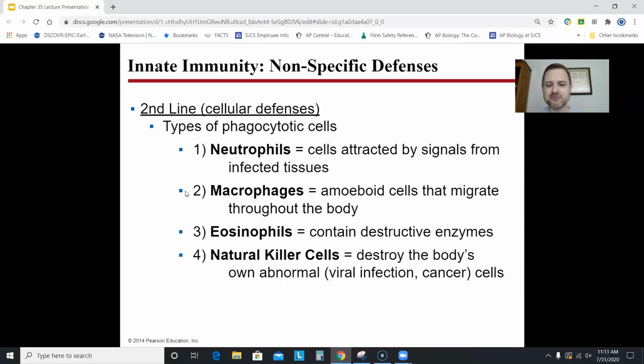Natural killer cells are white blood cells that will destroy the body's own abnormal cells. Things that might have a viral infection or even cells that are cancerous can be killed by your immune system, by your own cells. If you want to know more details about these, look it up in the book.